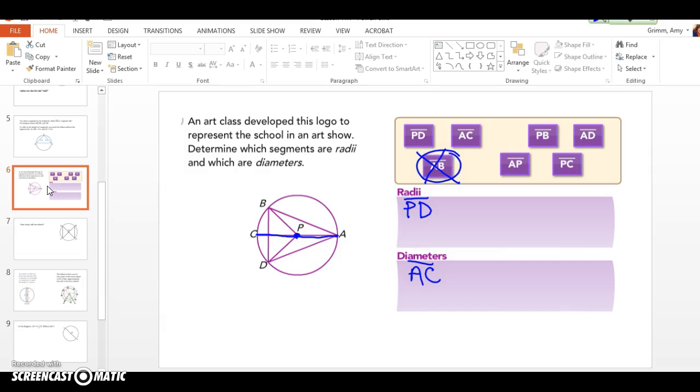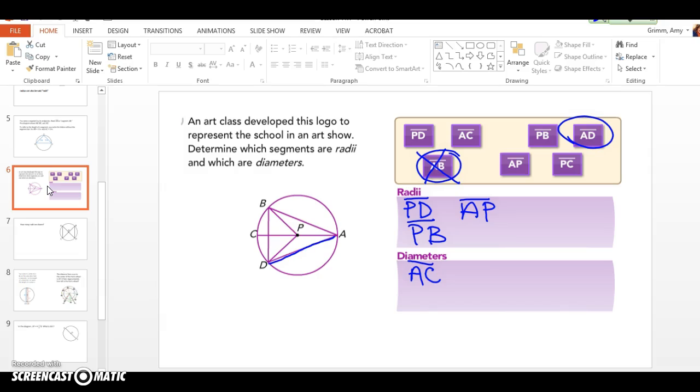All right, let's try PB. Good. Here's PB. It goes from the center out to the edge, so that's a radius. All right. What about AP? It's a radius. Yeah. Here's A to P, right there. So that is back to this. AP.